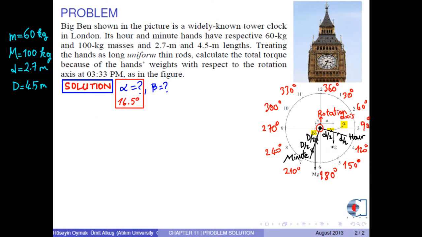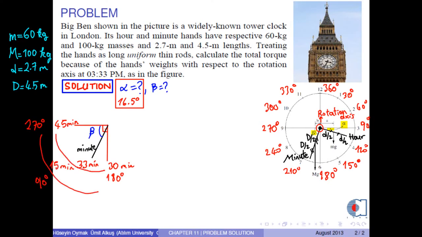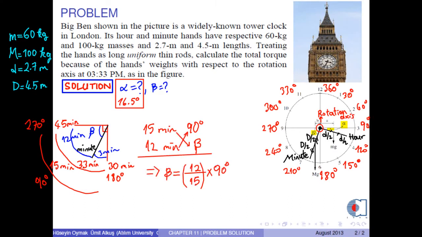According to the configuration for minute hand, we say that 15 minutes corresponds to 90 degrees and 12 minutes corresponds to beta degrees, from which we obtain beta as 12 over 15 times 90 degrees. If you calculate, you obtain beta as 72 degrees.